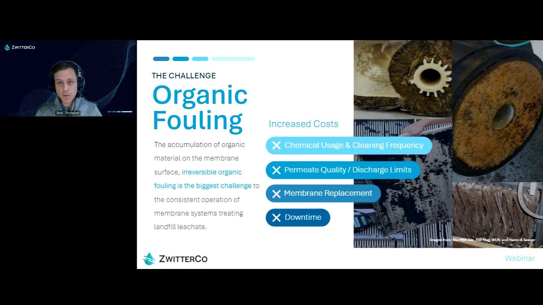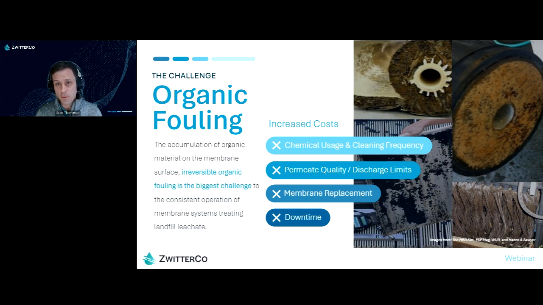Like I mentioned before, if you do get irreversible fouling, ultimately you're going to need to replace the membranes, which has a cost associated with it. And one other factor that should be considered is downtime. Downtime causes issues because you might have an operator that's doing other things at the landfill. They're not concerned with running the RO system all day, every day. And so obviously it's time for them to come and clean their RO membranes.